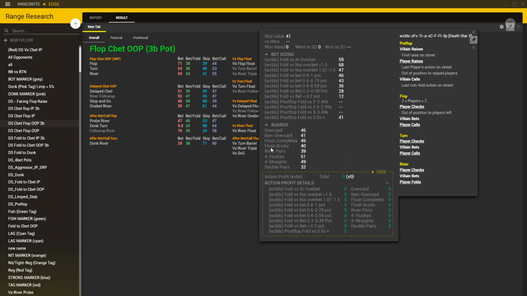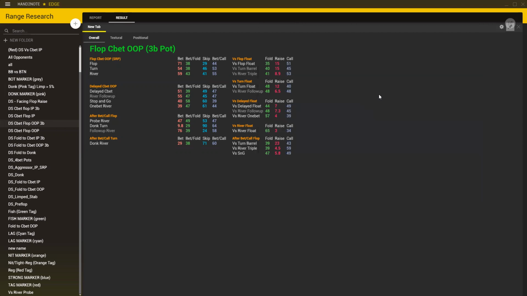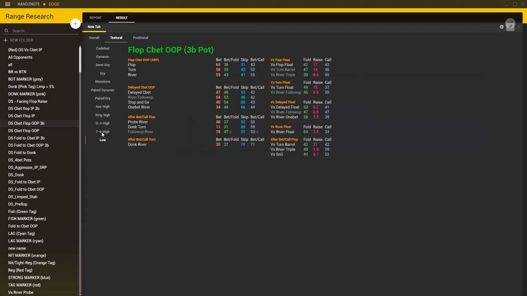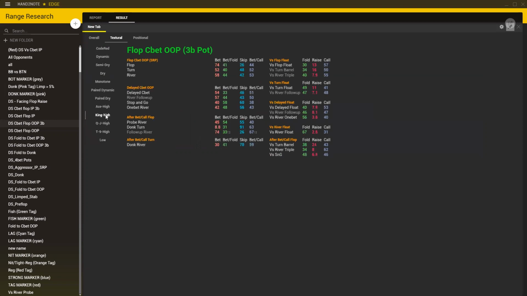Our flush bricks, not so good. River pairs, not so good. Same pattern here, right? It's almost like we're looking at the same run out distribution here as for single raised pots, right? 4 flushes, 51, 4 straights, 49, double pairs, 32. So we see very, very good targets for triple barrel bluff on select rivers. So this particular aspect of our game is probably going to be somewhat run out dependent. I'm not sure if there's a specific situation where we should just empty the clip regardless.